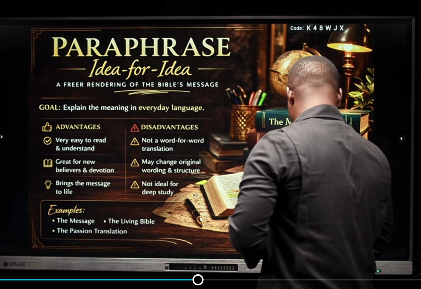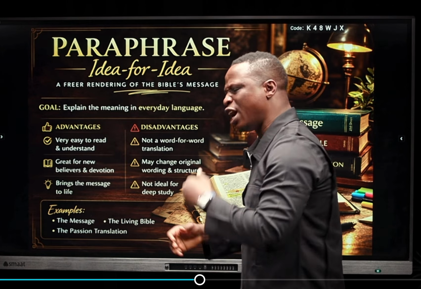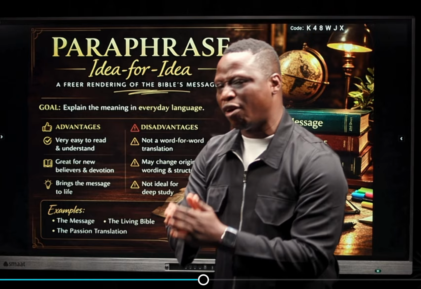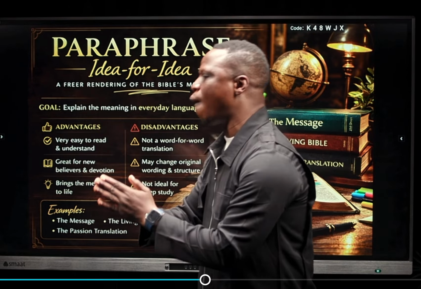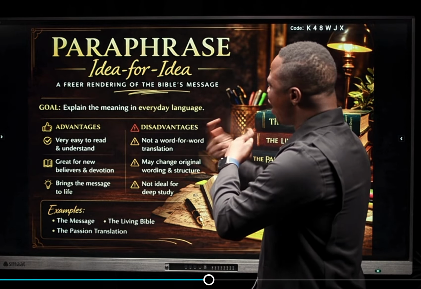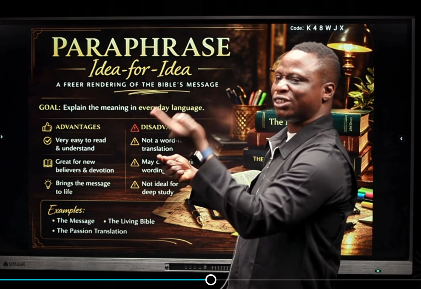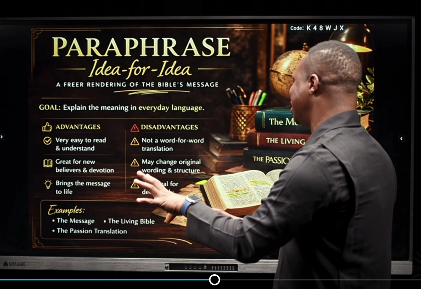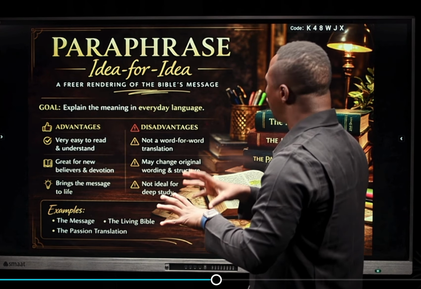But the disadvantages here now is that it is not a word-for-word translation. And that makes it very unsuitable for Bible study, okay? And then, when you now begin to do idea for idea translations, you have the structure of the wordings and you have the original.